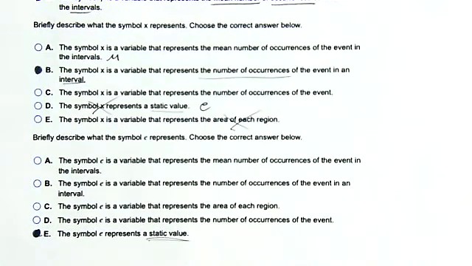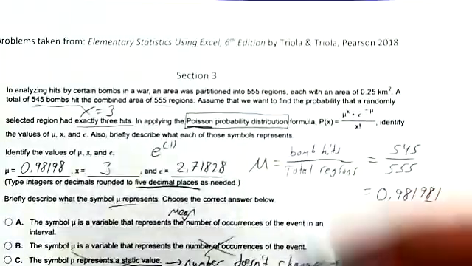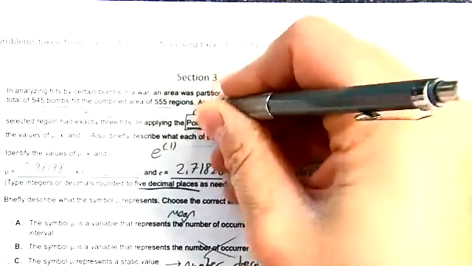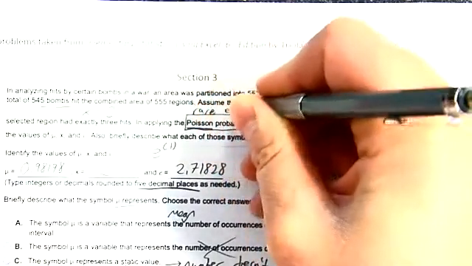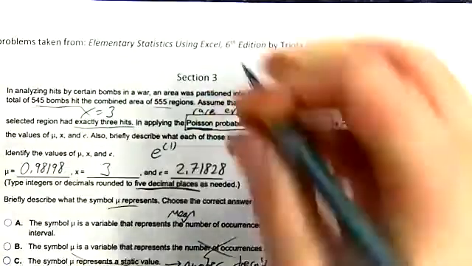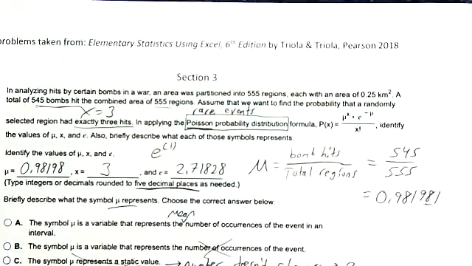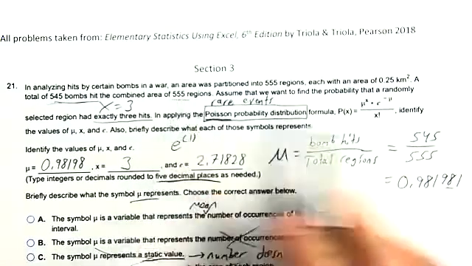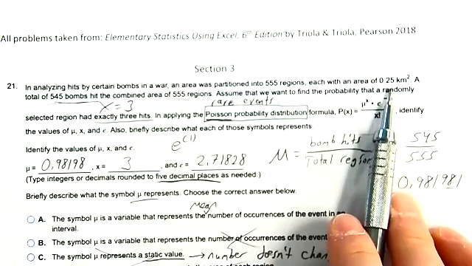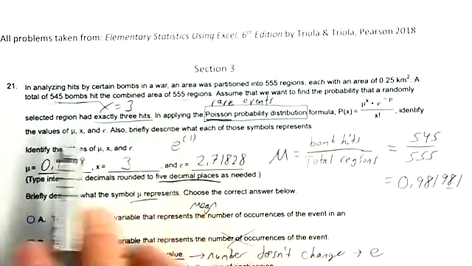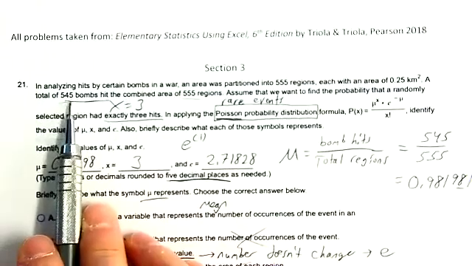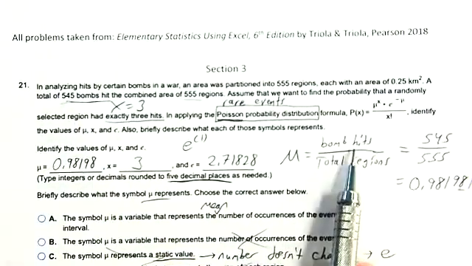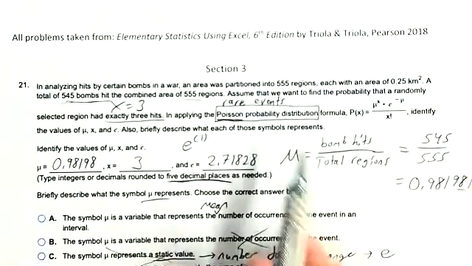So I should have mentioned this, Poisson is used for rare events. We'll use it for things like hurricanes and tornadoes and in this case, bombs. If we have this pretty big region, if you take 555 times a quarter of a square kilometer each, that's a huge area. So if you imagine I've only got 545 bombs, it would actually be pretty rare if one of them hit a specific region. We'll also use it for things like phone calls.